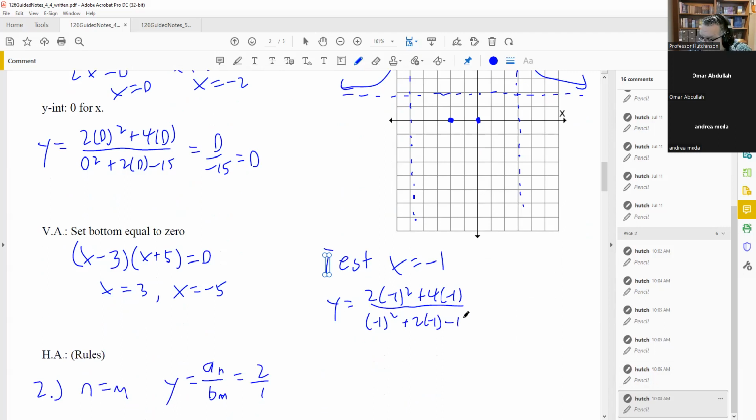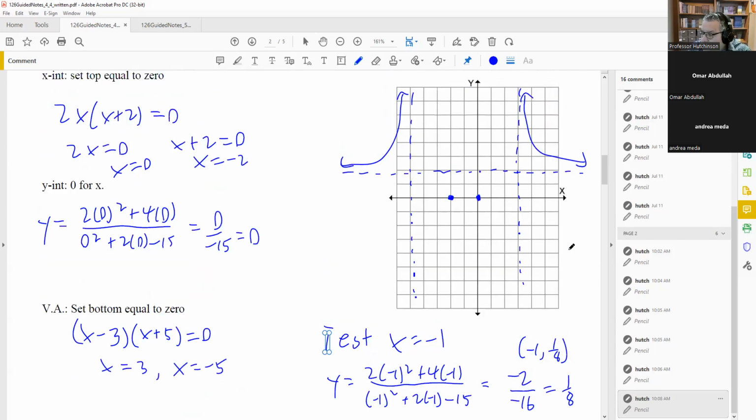Okay, so putting this all in here, this is going to give us an actual point on the line itself. So up here, I'm going to get 2 minus 4. So that's -2 we get on top there, because this is positive. On the bottom, if I do that, I get 1 minus 2, so +1, and then -2 is -1, minus 15, so I get -16 here, which is the same thing as +1/8, which means that the point -1 and 1/8 is on the graph. So I'm going to put that right about here.